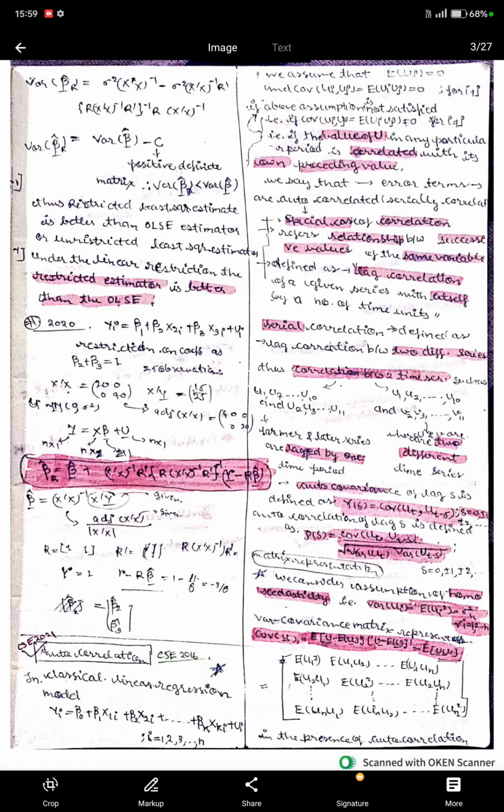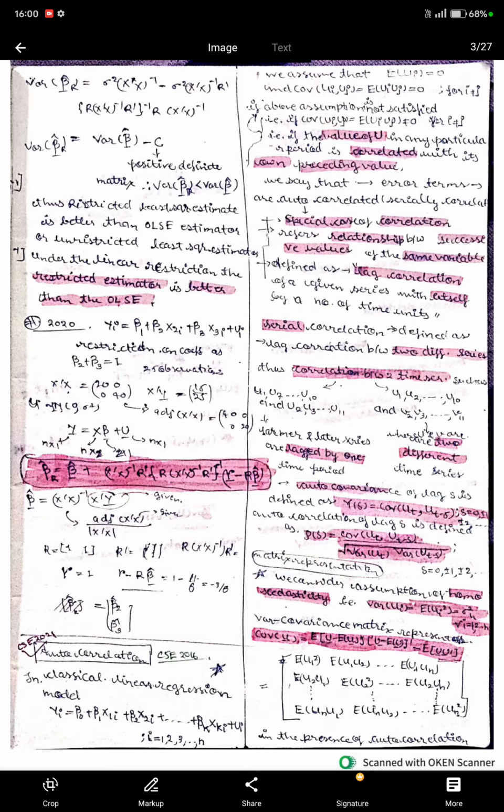C is a positive definite matrix. Therefore variance of beta cap R is less than variance of beta cap. So thus restricted least square estimate is better than OLS estimator or unrestricted least square estimator. Under the linear restriction, the restricted estimator is better than the OLS.